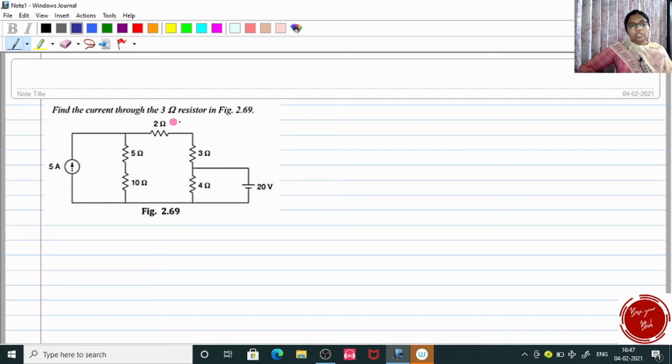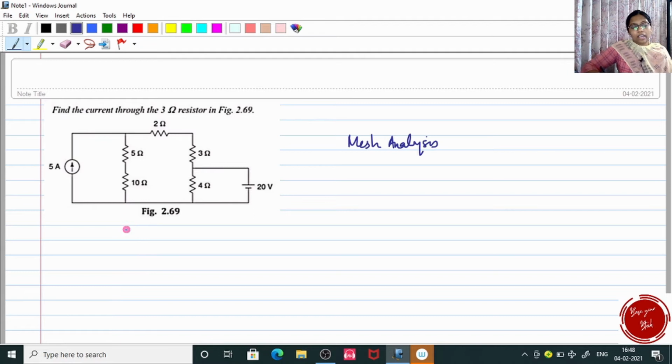Okay, so this particular question can be done in two methods, either by mesh analysis or by superposition theorem. Okay, so let's do this by mesh analysis. Let's see.